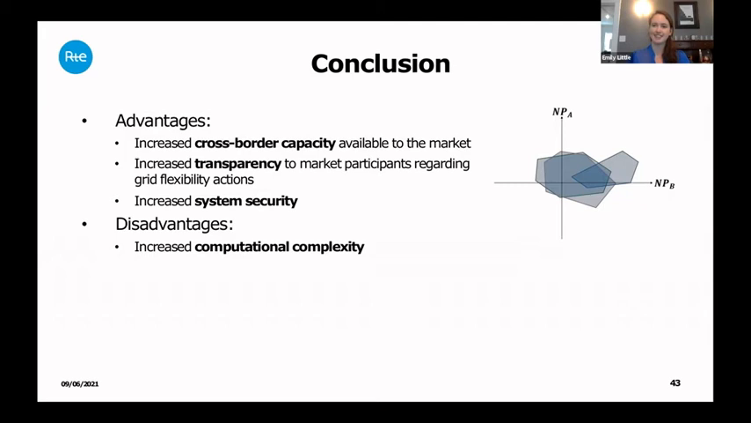Thank you very much, Emily. I think it was an impressive work on this flow-based domain and how to integrate this flexibility of the network system. Now it's time for questions. Christoph, do you have any question? Did you raise your hand?